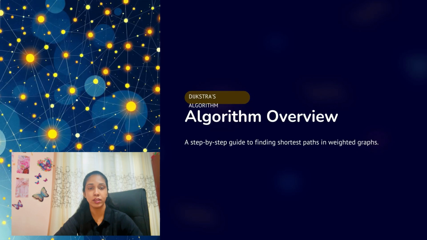Then algorithm overview. Now let's look at the overall idea of Dijkstra's algorithm. The algorithm works in a loop. Select the closest unvisited vertex, update its neighbors, mark it as visited. This continues until all vertices are processed.